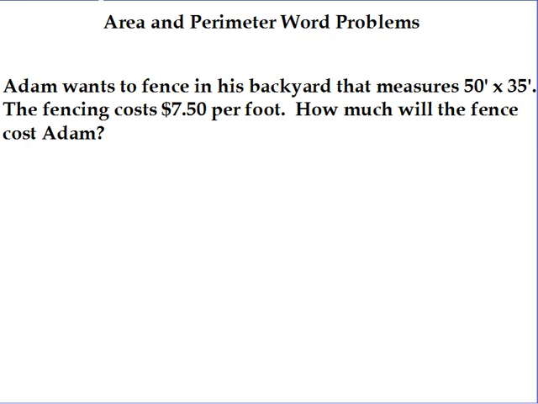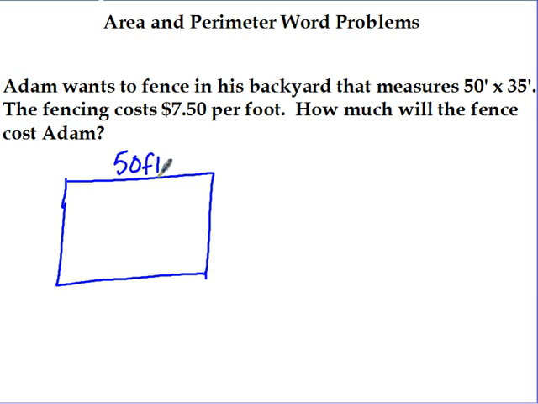Okay, so for all of these, the first thing you should do is probably draw a picture. It'll help. But Adam wants to fence in his backyard that measures 50 by 35. So again, this little one mark means feet. So if I was going to draw my rectangle, it would be 50 feet by 35 feet. And you don't have to draw it perfect. If you had put the 35 up here and the 50 here, that's okay, even though the 50 is really the longer side. It doesn't have to be perfect.